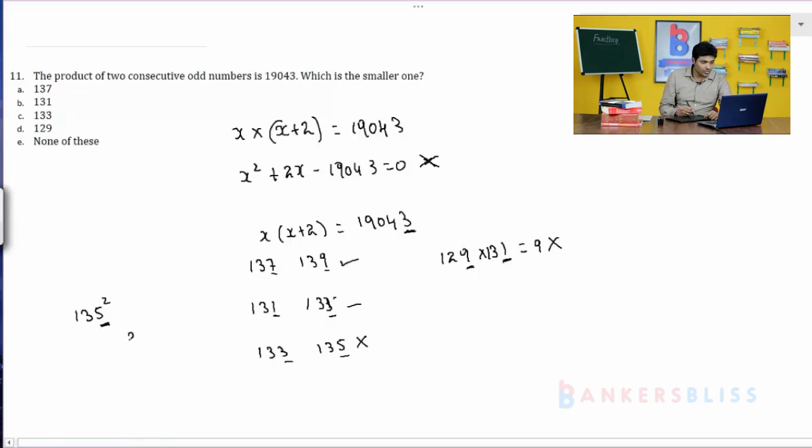5 square is 25. So, 13 is remaining. After 13, which number do you get? 14. So, 13 into 14 you have to calculate. 14 means 13 plus 1. So, 13 into 13, that is 169, plus 13. So, 9 plus 3, 12, 1 carry, yes. So, 182, and the result is 18225, which is less than 19043, therefore this should be your answer.